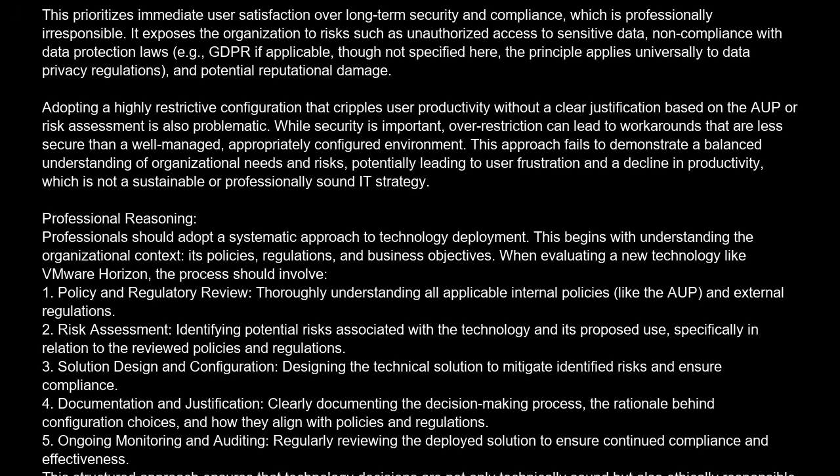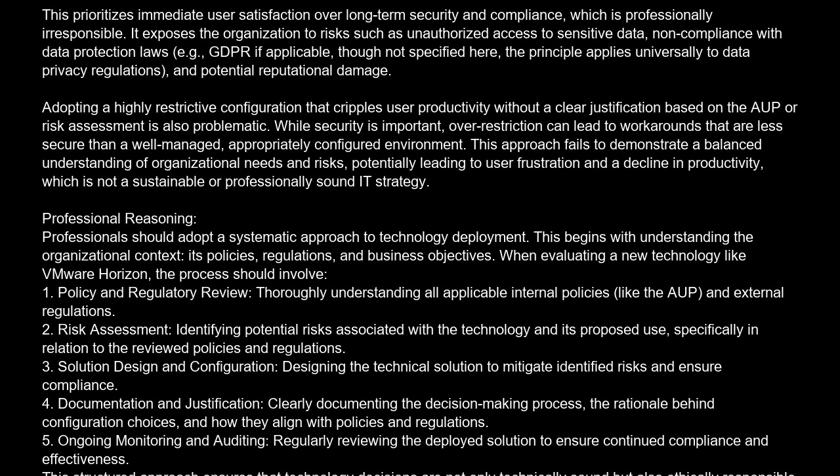Professional reasoning. Professionals should adopt a systematic approach to technology deployment. This begins with understanding the organizational context, its policies, regulations, and business objectives. When evaluating a new technology like VMware Horizon, the process should involve: 1. Policy and regulatory review, thoroughly understanding all applicable internal policies like the AUP and external regulations. 2. Risk assessment, identifying potential risks associated with the technology and its proposed use, specifically in relation to the reviewed policies and regulations. 3. Solution design and configuration, designing the technical solution to mitigate identified risks and ensure compliance.